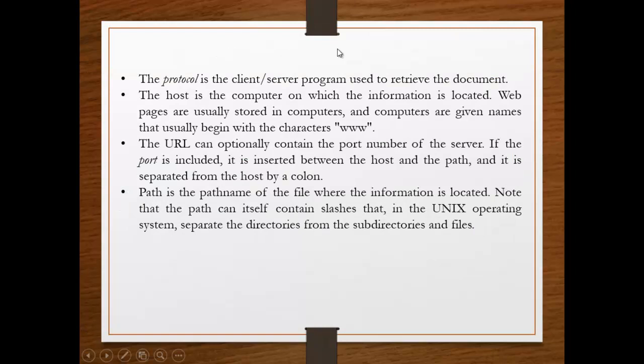So the explanation is given here. What is a protocol, what is a host, and the URL optionally contains the port number of the server, and then the path is the path name of the file where the information is located.